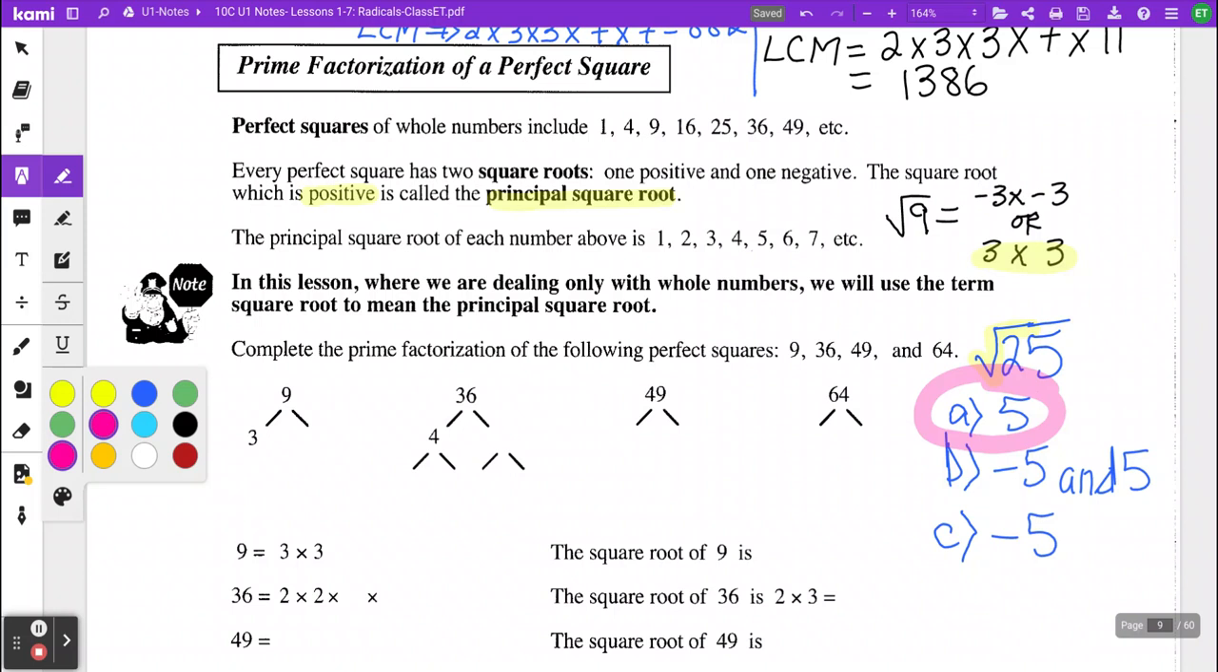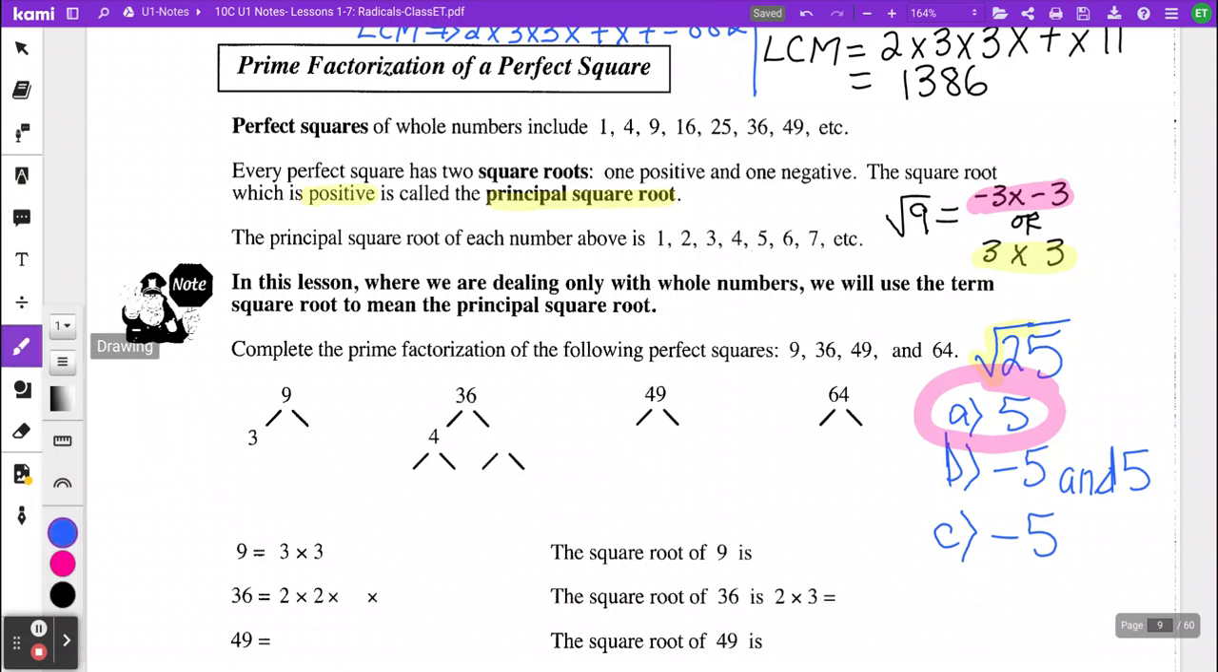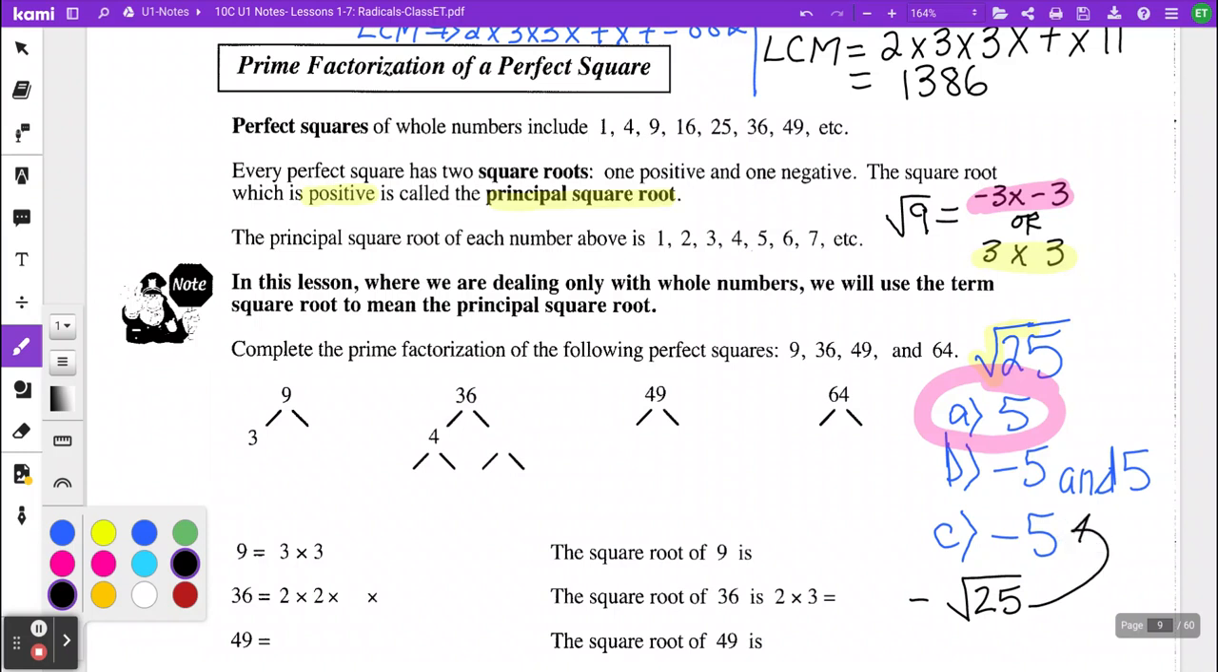Yes, we know that a negative times a negative will give us a positive. But if they want the negative square root, what they do is they put the negative sign in front of the square root. So if I wrote it like this, negative square root of 25, that answer would be C. Okay, negative 5 and 5, that's the theory. We know they do both, but when we're talking in math, which one do we always refer to? The positive one, no matter what.